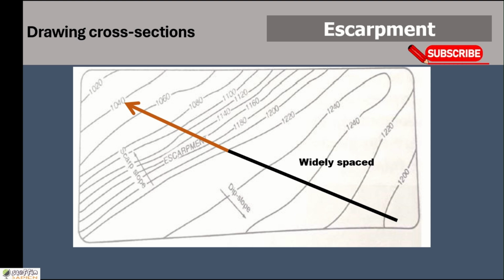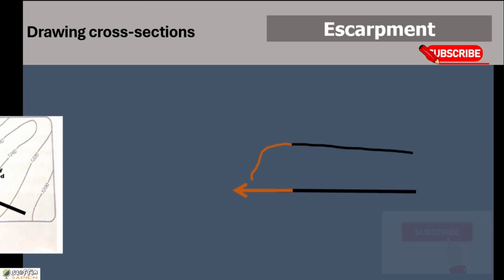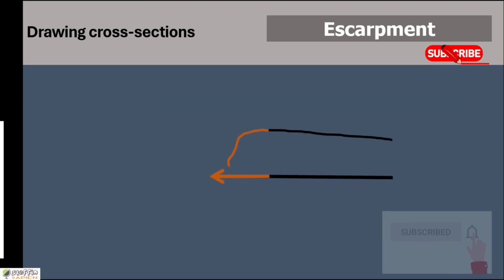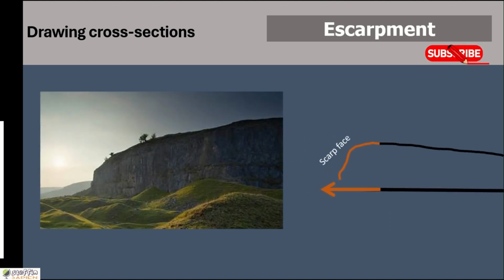Let's try to visualize this shape of the land. So we have the brown and black line. The shape of the land here will be somewhat like this. Towards the brown, height is slowly increasing. And after that, in the brown area, where the contours are closely spaced, height is decreasing very rapidly. And that is what the scarp face or the escarpment is. This is a diagram just for you to understand the shape of an escarpment.